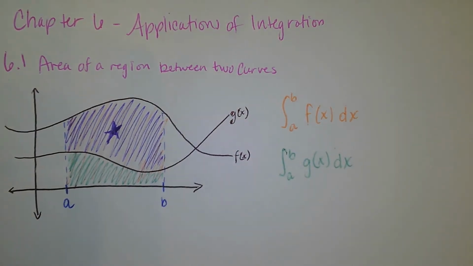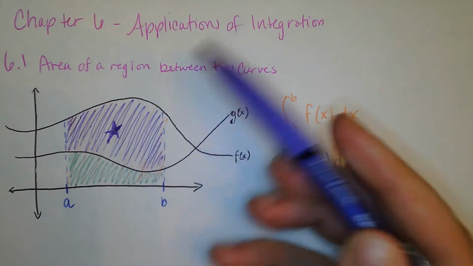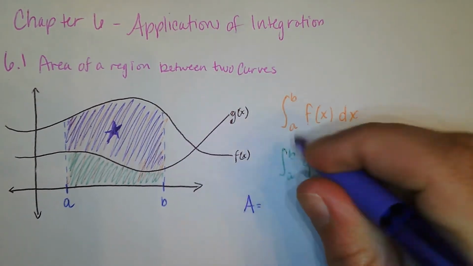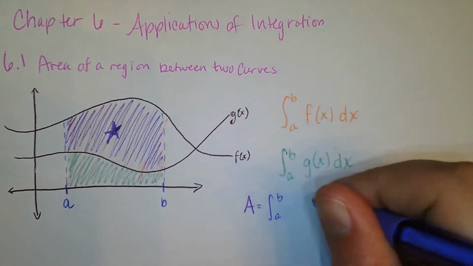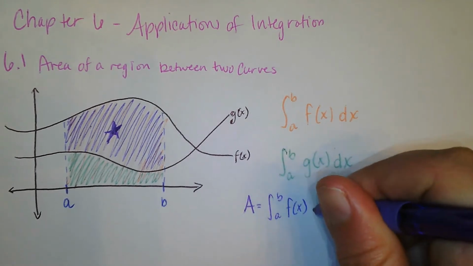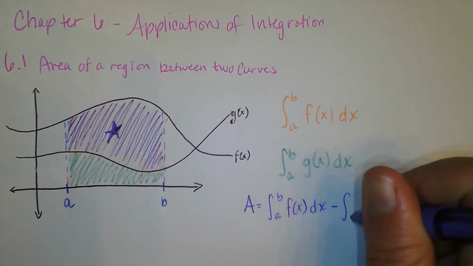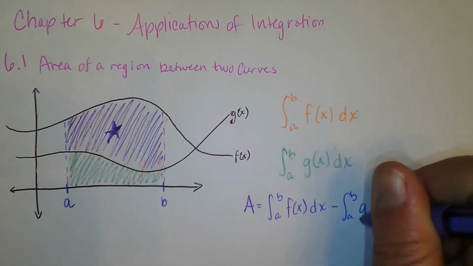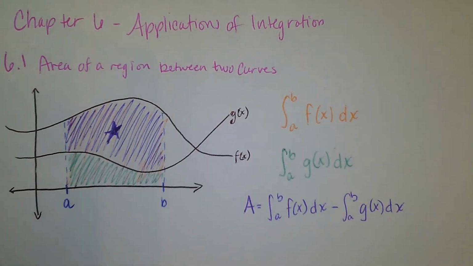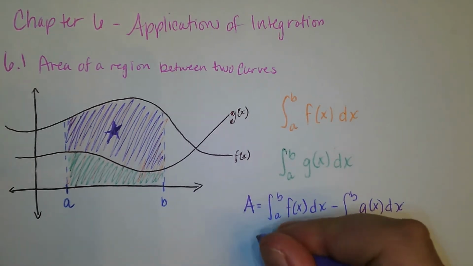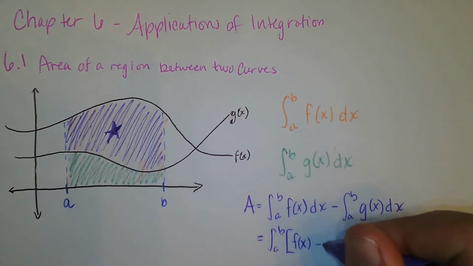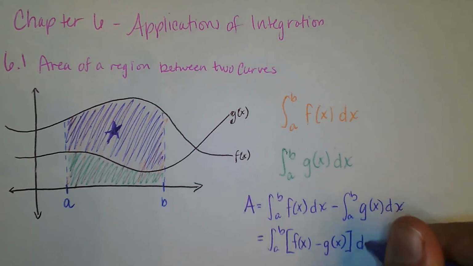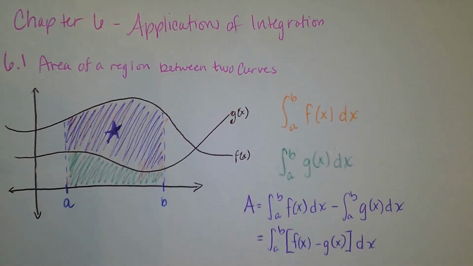So the area between the two curves would be the integral from a to b of f of x dx minus the integral from a to b of g of x dx. You can write it like that, or we could actually combine it: the integral from a to b of f of x minus g of x dx. And like I said, I think that's pretty obvious. I think you would have been able to figure that out.